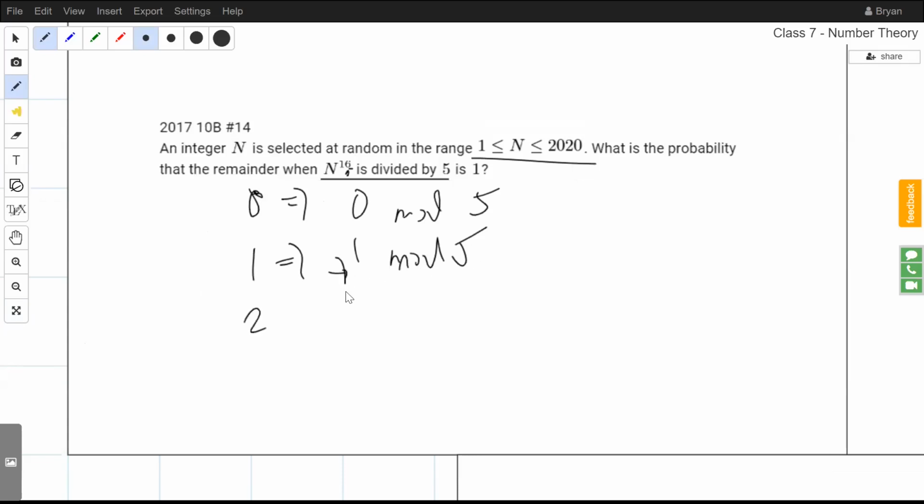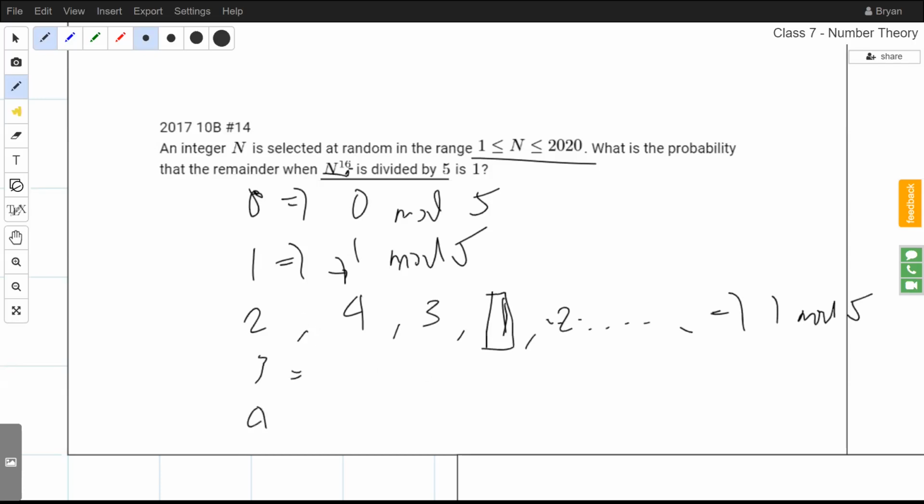And if n is 2 mod 5, n squared is going to be 4 mod 5. Then n cubed is going to be 8 mod 5, which is the same as 3 mod 5. And n to the fourth is going to be 16 mod 5, or 1 mod 5. Then it's going to repeat over and over again like that: 2, 4, 3, 1, etc. So n to the 16th is just going to be 1 mod 5, as 16 is divisible by 4, and this is the fourth term.